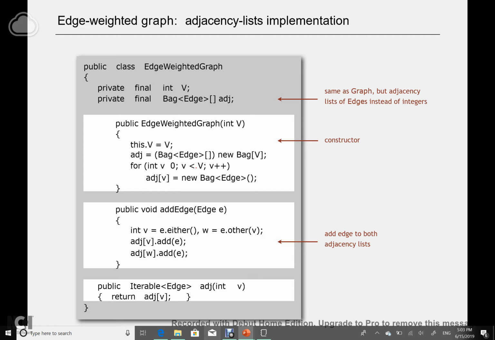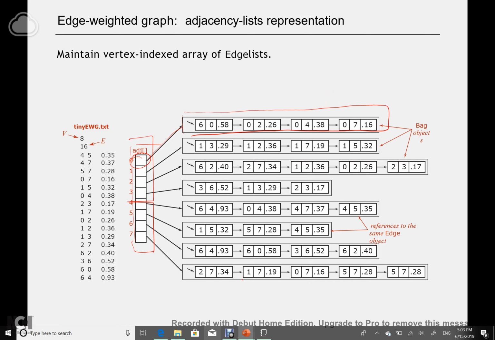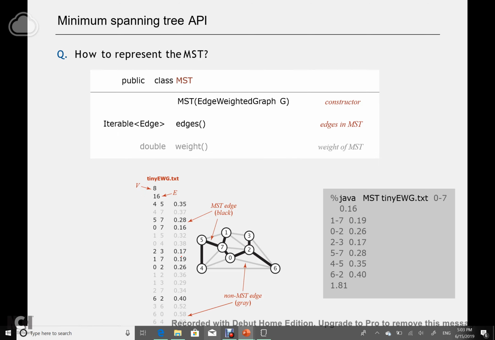In this class, we have a constructor, and since this is an edge-weighted graph, the graph is a container. We have the method to add edges, and also the method to get adjacent edges, all the edges adjacent to vertex V. It's based on the previous adjacency list, so this is easy to implement.